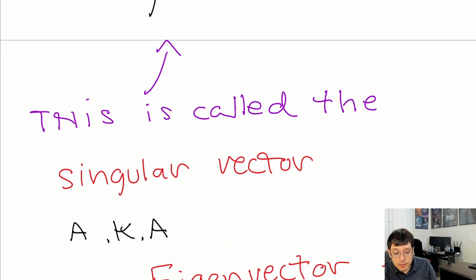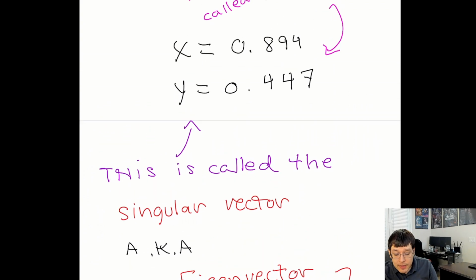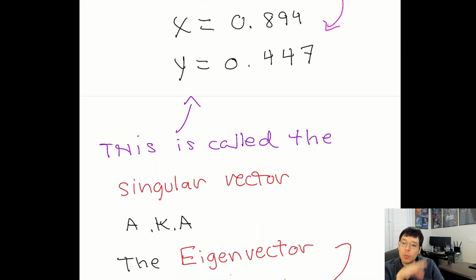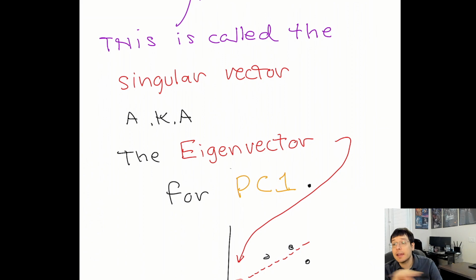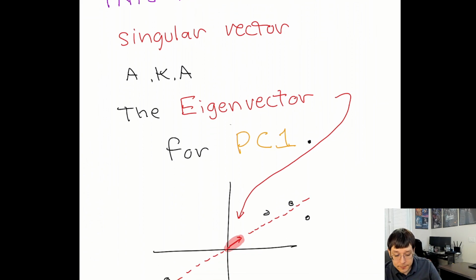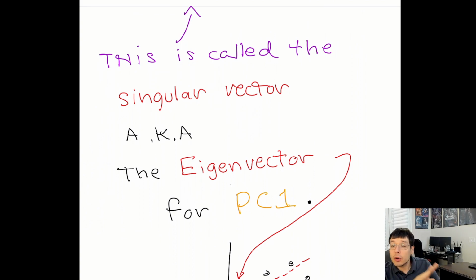Also, an important term here: what you just computed, the x and the y that are giving you that unit vector, is called a singular vector. And it is also known as the eigenvector for PC1. That might be a little bit of terminology that I just threw at you, but don't confuse eigenvalue and eigenvector. Eigenvalue is the sum of the squared distances. Eigenvector, on the other hand, is going to be the x and the y, or however many dimensions you have.